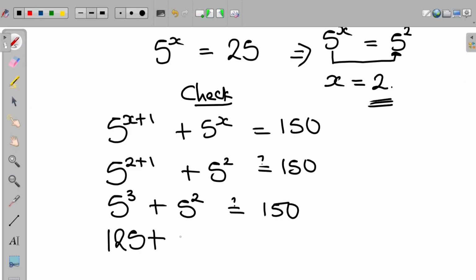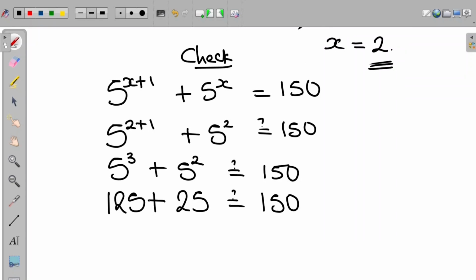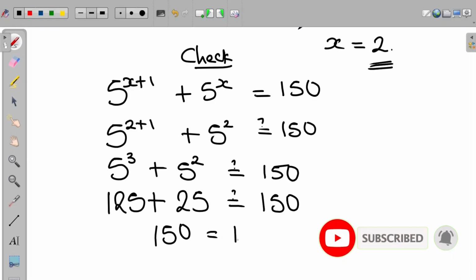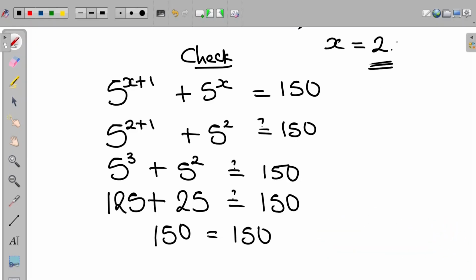plus 5 squared, which is 25, equal to 150. So thus, 125 plus 25 is 150. So therefore, our result is correct. It means that x is equal to 2.